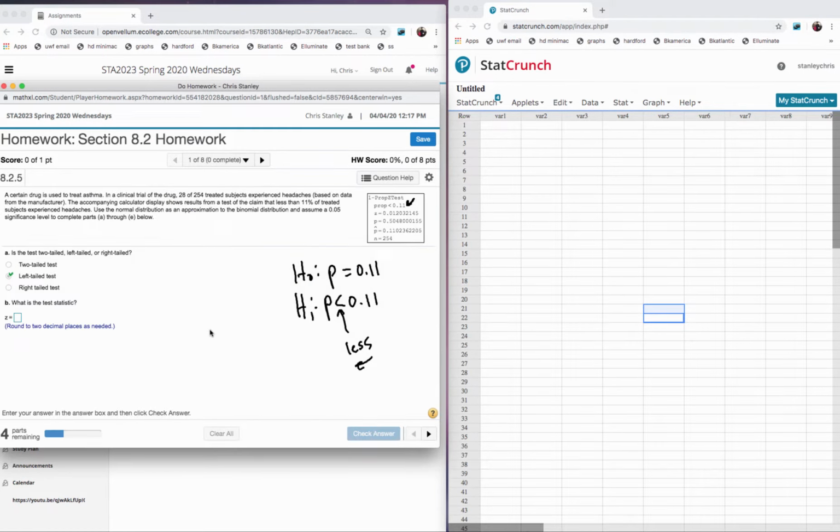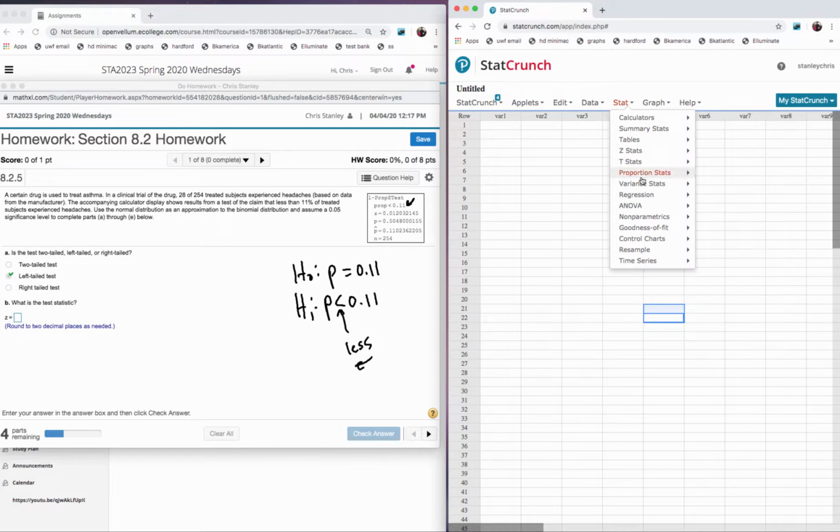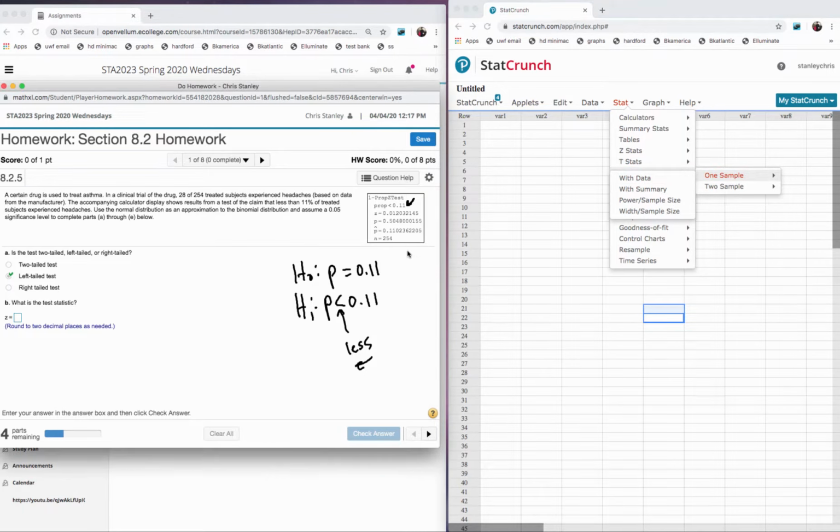Okay, what's the test statistic? So to get the test statistic, we have to run the test. Now, proportions are always prop stats. Or sorry, they ran the test for us. They ran the test. The test statistic is the z-score right here.